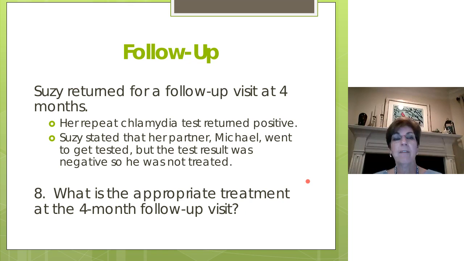Her follow-up visit at 4 months, her repeat chlamydia test returned positive. She states that her partner Michael went to get tested, but the test result was negative, so he was not treated. What's the appropriate treatment at the 4-month follow-up visit?